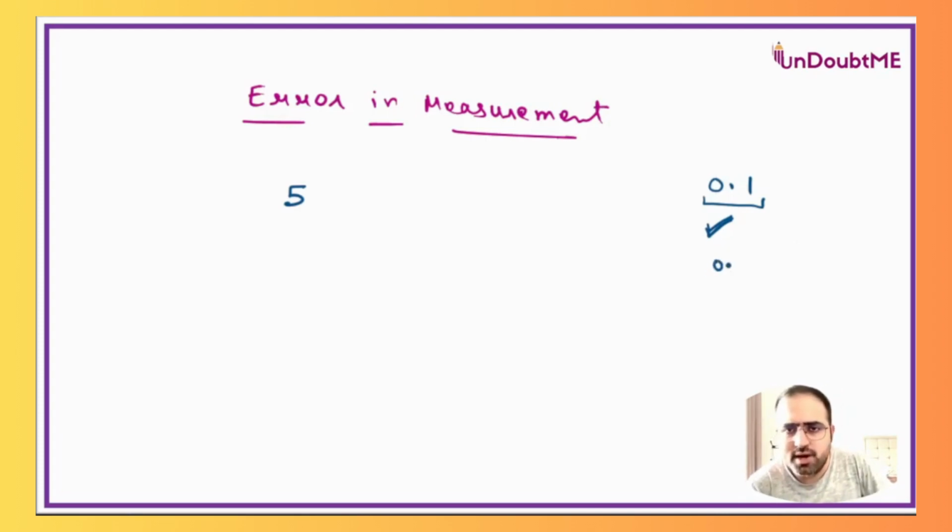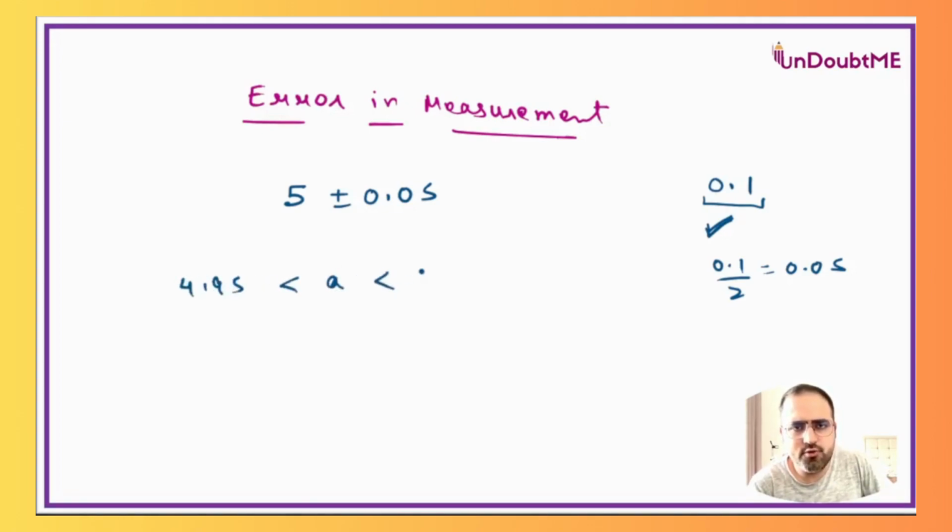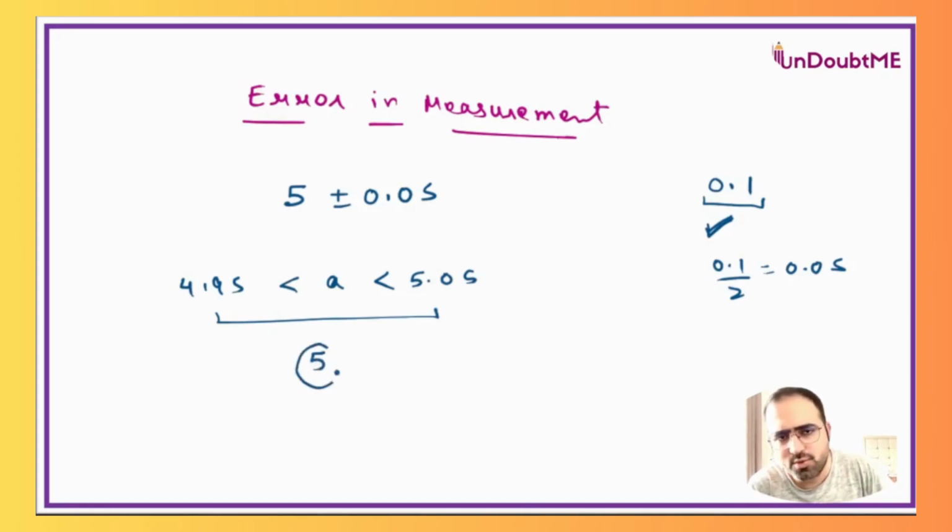I will divide this 1 decimal place by 2. I will get 0.05, and in my actual measurement, I will add plus minus 0.05, add or subtract. So my actual value, let's say that value is A, that will lie between 4.95 to 5.05. In this interval or in this range of values, I will consider my value approximately equal to 5 and I will just take it as correct.